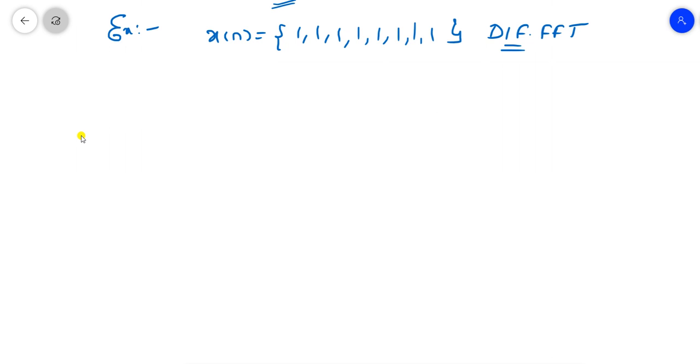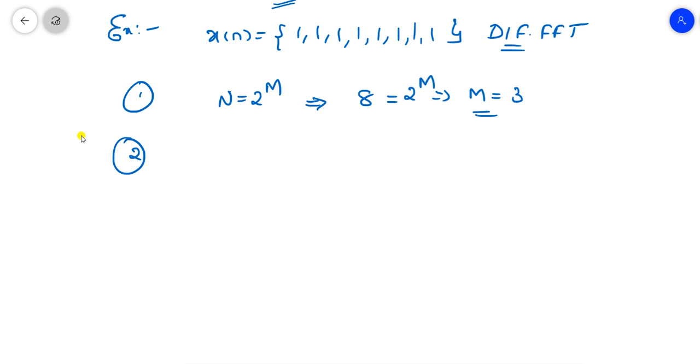Step one is the number of input samples, given by N is equal to 2 to the power of m, where m is an integer. The number of samples is 8, so m is equal to 3. Step 2: the input sequence is in natural order. It's not in bit reversal order, so no problem at all.